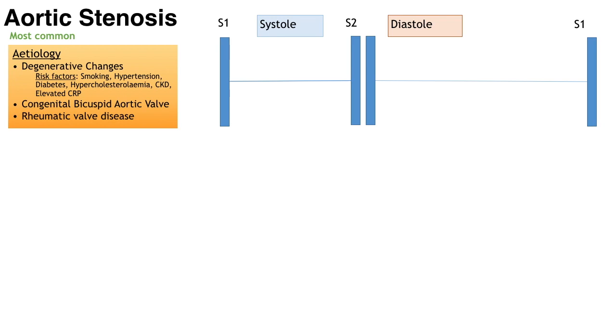Younger patients tend to present with a congenital bicuspid aortic valve, and this has the same pathophysiology as degenerative changes, and it just occurs a little bit earlier. And this is more common in patients who have coarctation of the aorta and Turner's syndrome.